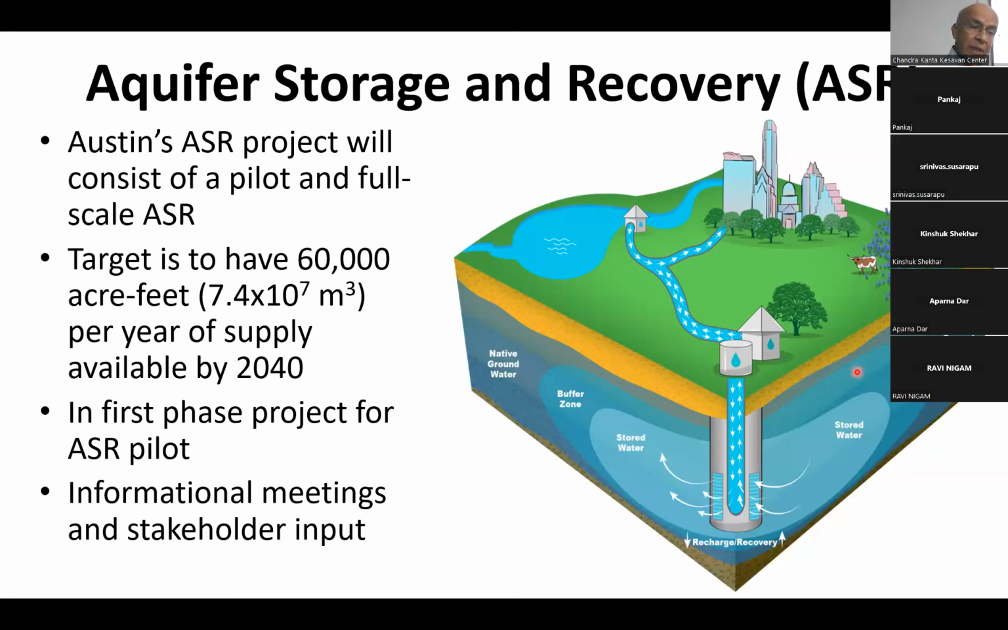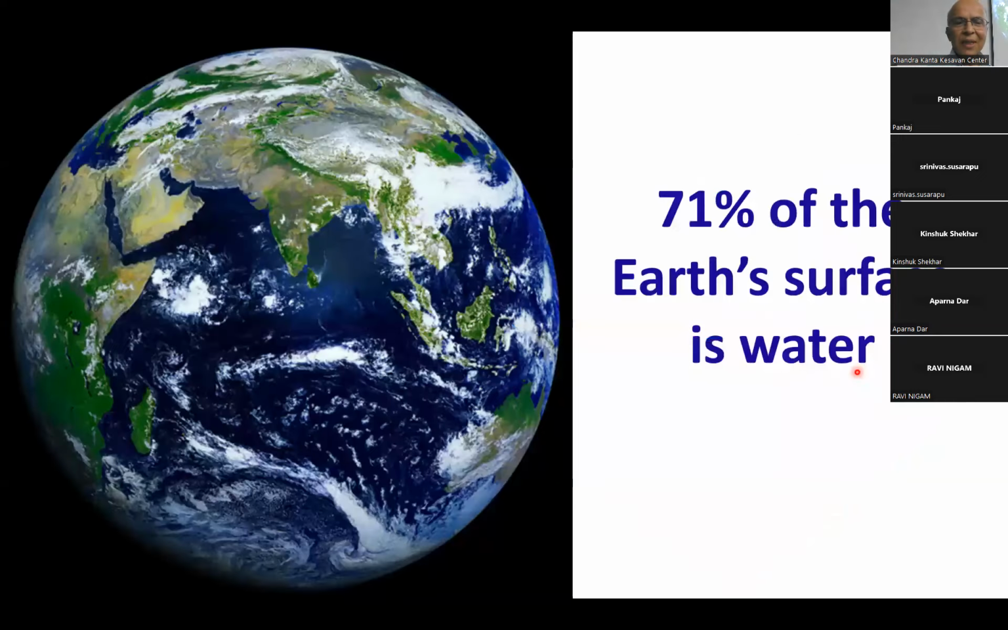And so we're in the first phase of the project for the ASR pilot. We're holding informational meetings, again, stakeholder input, because we need public input. That's really, really critical. And we have to have public buy-in, because if we lose the public support, Janta Janardhan is what I always say. The public is supreme. We have to make them happy, because they are the ones who pay the bill, right? But without them, we'd be sunk. So we have to get them to agree.